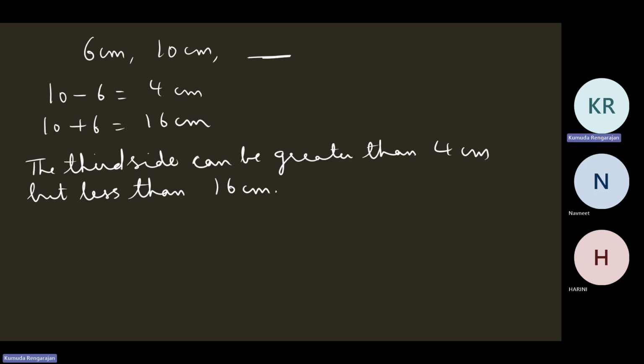It cannot be 4. If it is 4, a triangle cannot be formed. If the length of the third line segment is 16, a triangle cannot be formed. But it can be anything more than 4 but less than 16. It should be between 4 and 16. So the range is 4 to 16. What do you understand by range? You must fix a lowest value and a highest value. That's what a range is.